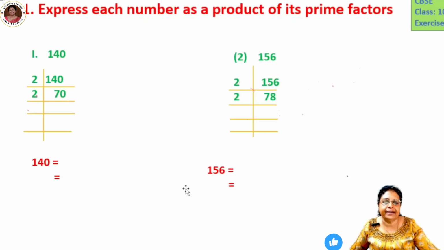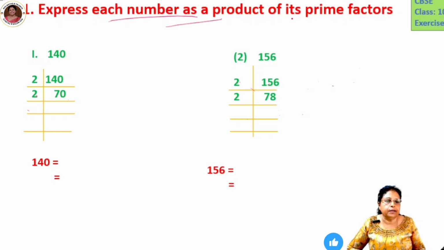See the first question: express each number as a product of its prime factors. Already we have studied how to factorize into prime factors. The first one is 140. So we have to factorize 140 into prime factors.